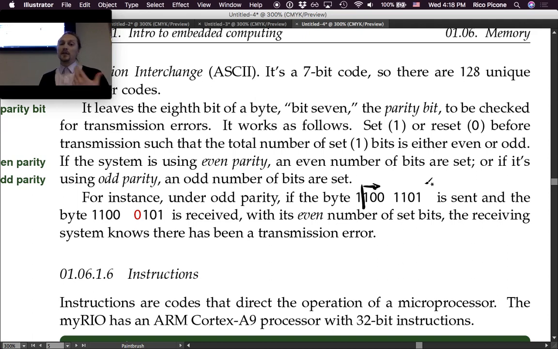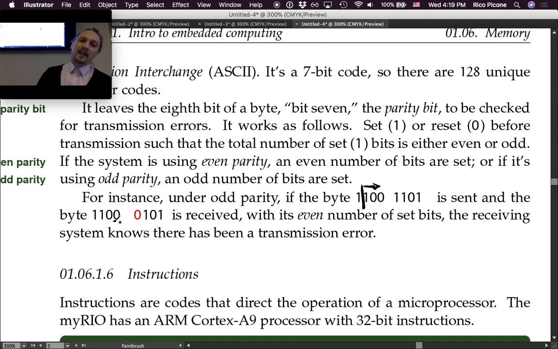If you're doing odd parity, it's going to set this last one to make it even or odd. So in this case, 1, 1, 1, 1, there are 4. And so we're using odd parity, so they set that parity bit to 1, which makes the total number odd. Sends it off. The receiver knows that when it receives this byte, the total number of set bits should be an odd number if it's been sent correctly.